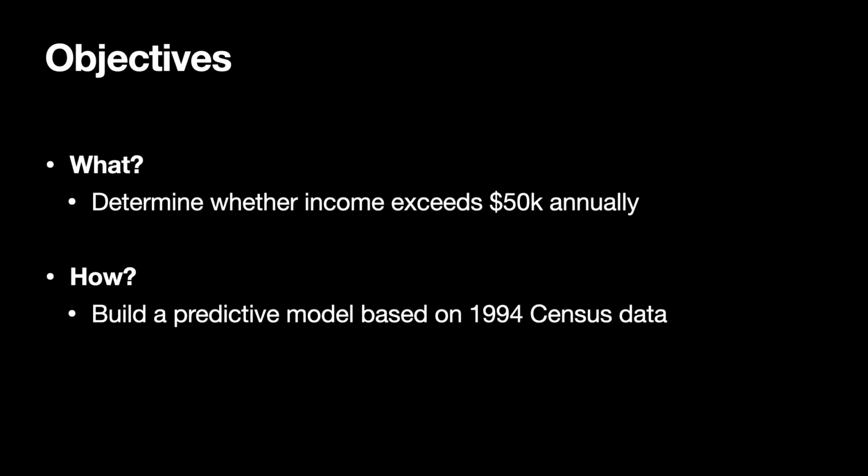The objectives for this project will be to determine whether income exceeds $50,000 or not annually. This will be accomplished by building a predictive model based on 1994 census data. I'm going to approach this from two angles. First, using traditional statistics, and secondly, using machine learning approaches. Before diving into how we approach this objective, let's set it in context by first looking at the data.